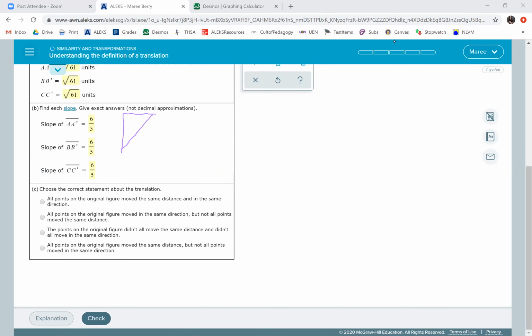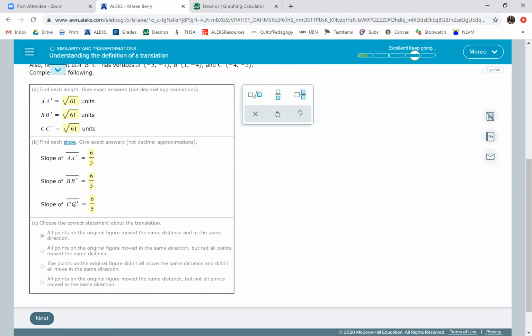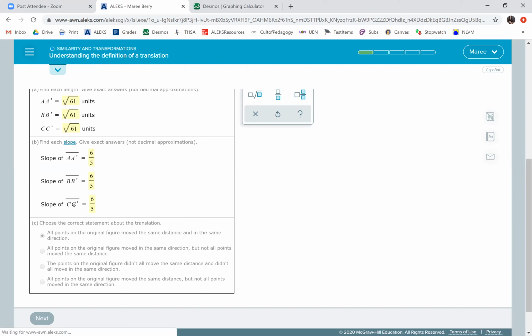So we want to find the statement that is true here for our translation. All points on the original figure moved the same distance and in the same direction. That's actually going to be the correct answer every time. This one says they move in the same direction, but not the same distance. This says they didn't move the same distance and did not move in the same direction. And this one says they move the same distance, but not the same direction. So we want the one where they do move the same distance and the same direction every time. In this one, our lengths are supposed to be the same and our slopes are supposed to be the same.